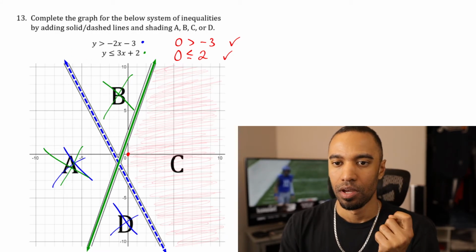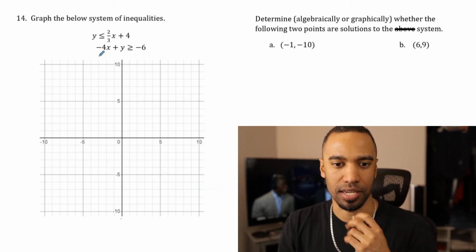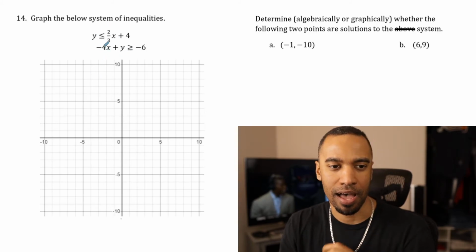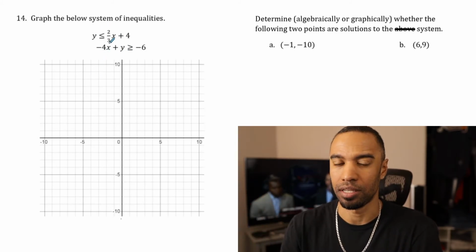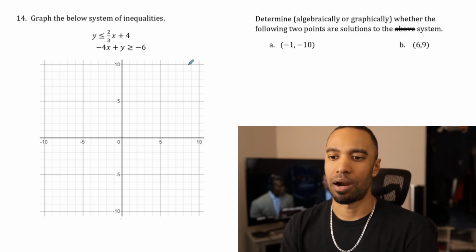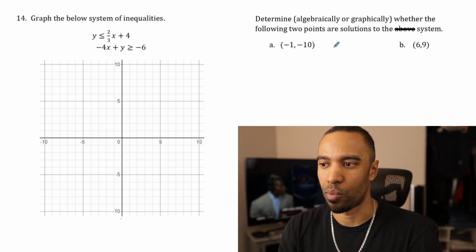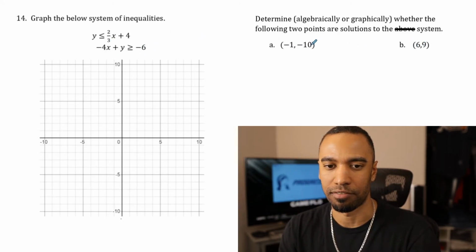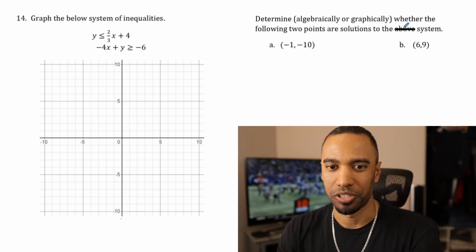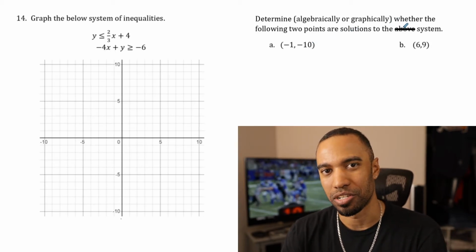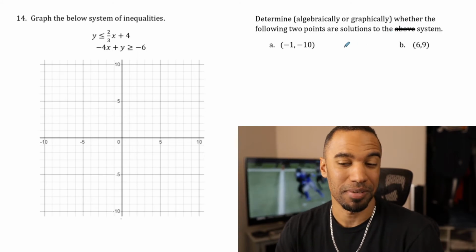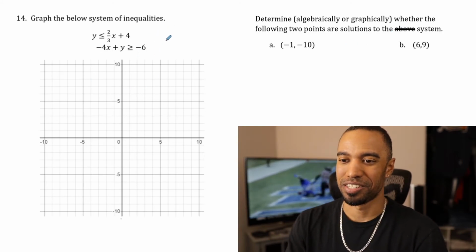Okay. All right. Number 14. We have a system. Now we're going to graph it completely. So see how it kind of built as you went? Now we're going to graph both completely, and we're going to talk about whether these 2 points satisfy the stuff or not. And I crossed out the above system because I had to move this over on the page to fit it. It's not the above system. It's the leftward system. It's the system over here.